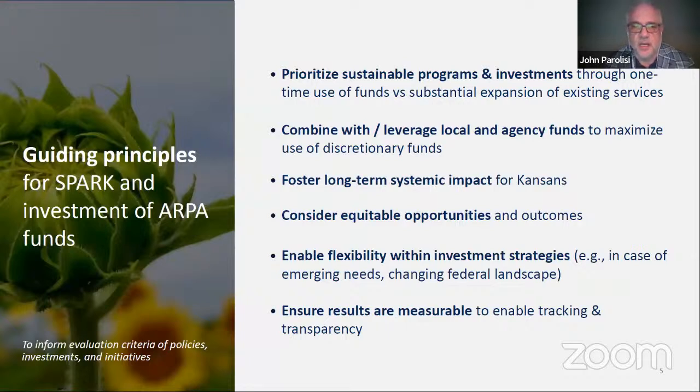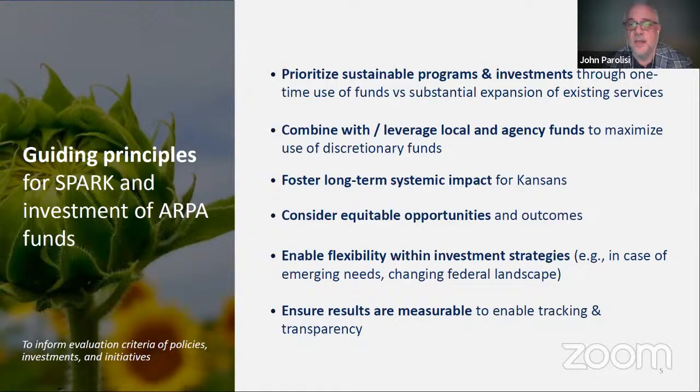This is a really important slide. This is a set of guiding principles that the Spark committee put forward a while back. And it's really important, not only because it represents how they want to approach this, but also because it led to how we structured the process to make sure that we were able to deliver against these outcomes together.